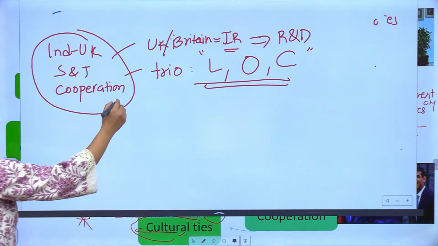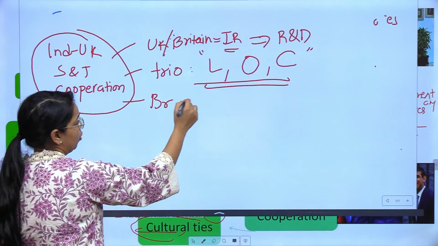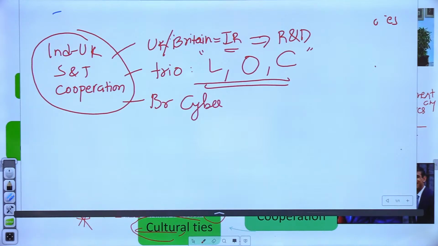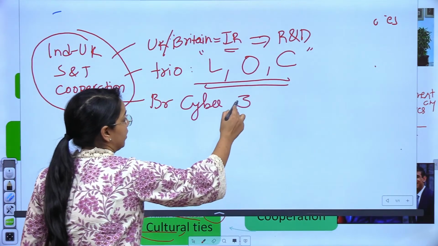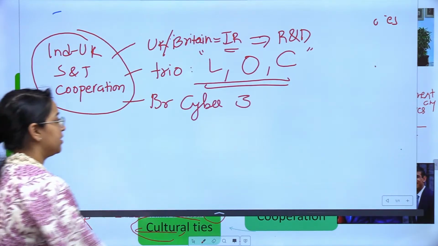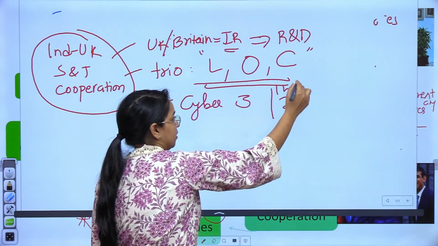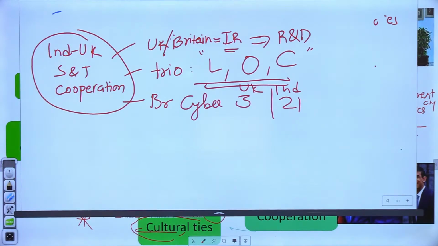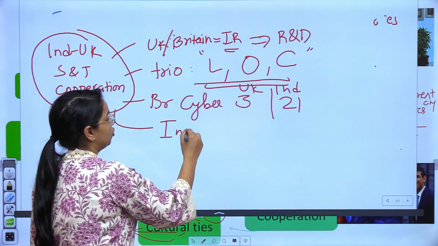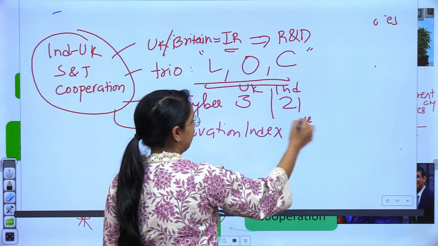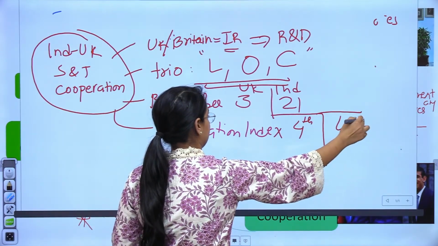Then if you see the rank of Britain on the cyber power index, the rank of Britain is 3rd, right? That means in the cyber sector also Britain is doing significantly well, where India's rank is only at 21, right? So the British nation is doing very well in the cyber sector, and also on the global innovation index, Britain stands at 4th, while India stands at the 46th position, right?